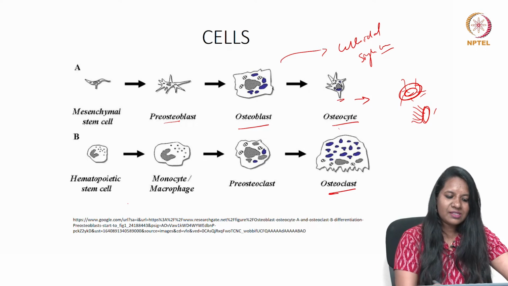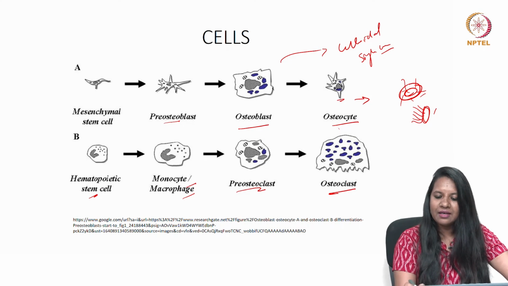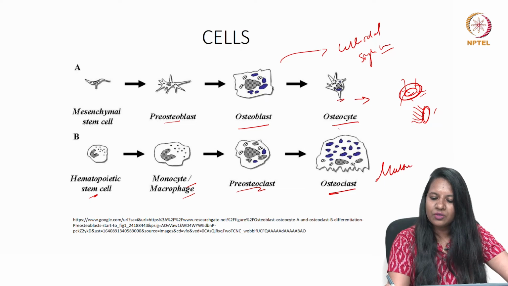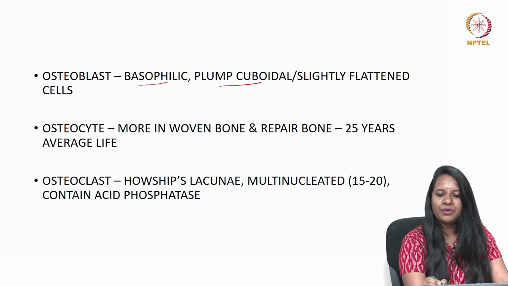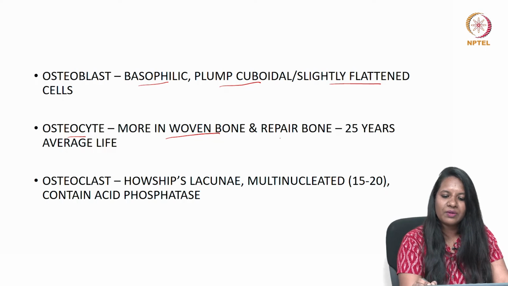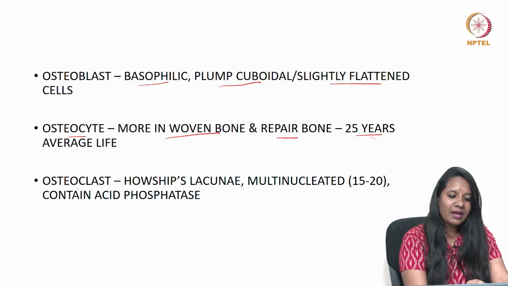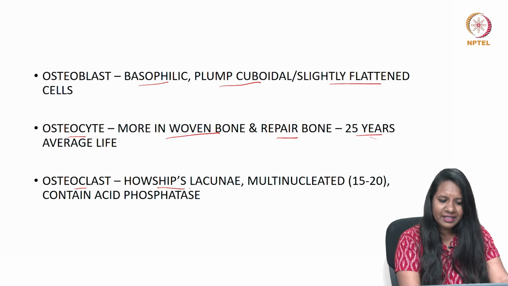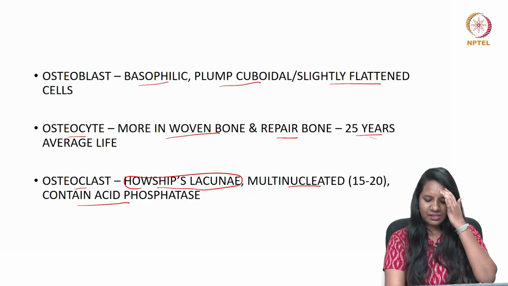Whereas osteoclast arises from the hematopoietic stem cells, which convert to monocyte or macrophages and pre-osteoclast, leading to the formation of a multinucleated cell, that is osteoclast, which contains alkaline phosphatase. So osteoblast is a basophilic, plump, cuboidal or slightly flattened cell. Osteocytes are seen more in woven bone and repair bone, which have 25 years of average life. And osteoclast lies in a house-shaped lacuna, is multinucleated and contains acid phosphatase.